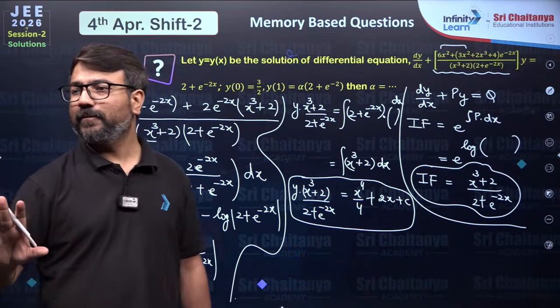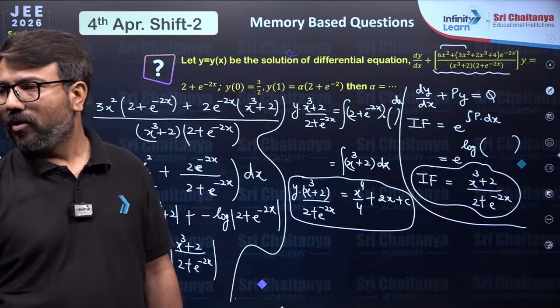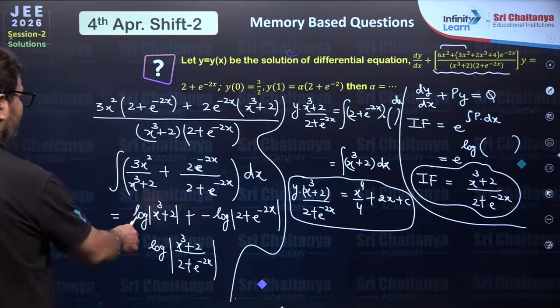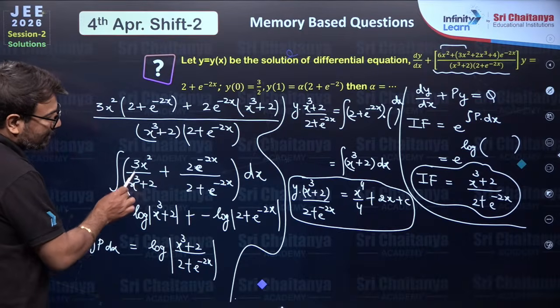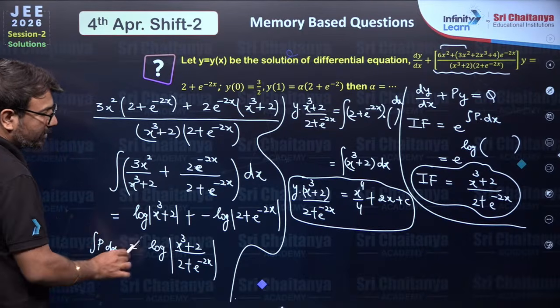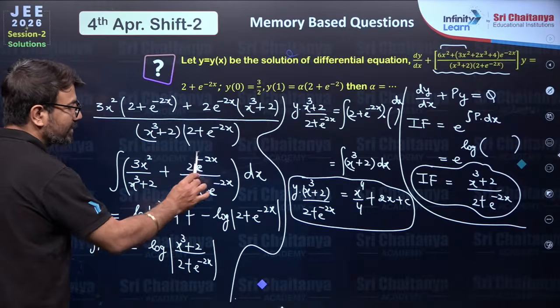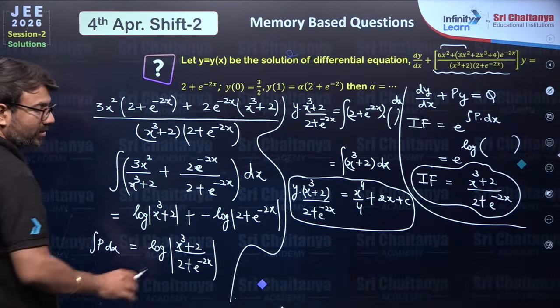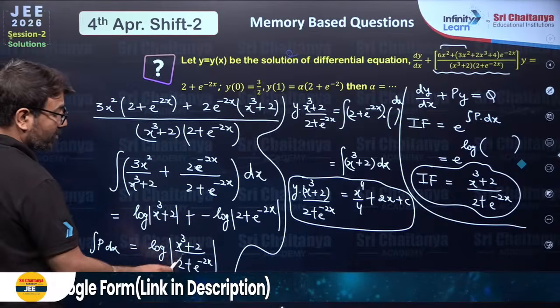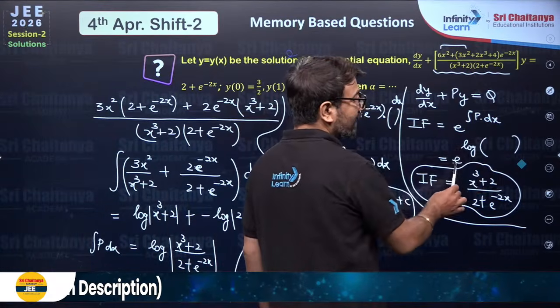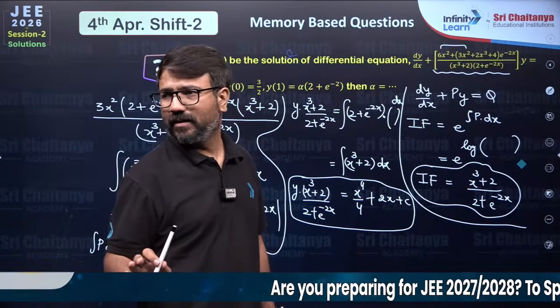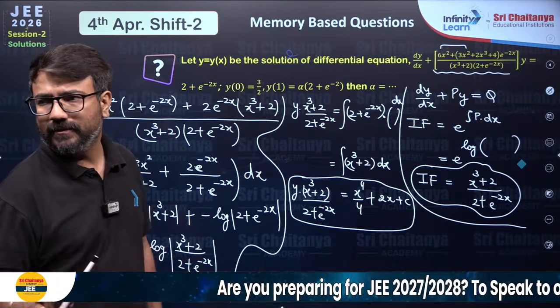Any problem till now? Sir, how did log come? Which one? This one. This log came here. If you assume this as t, this will be dt, and dt upon t is log t. If you assume this denominator as t, this is minus dt upon t, which is minus log t. And then here log a minus log b is log a upon b. Integrating factor is e raised to the power integration p dx. E raised to the power log will be the argument of log itself. This is how the question has been done. Okay, are you all able to understand?